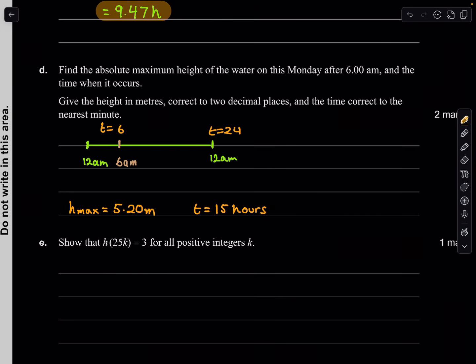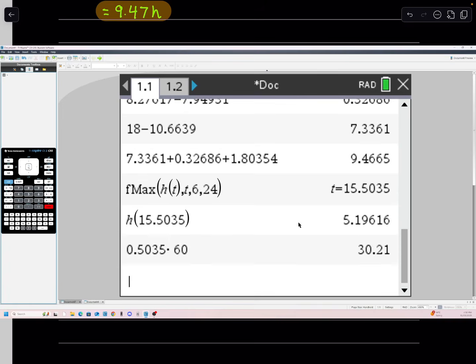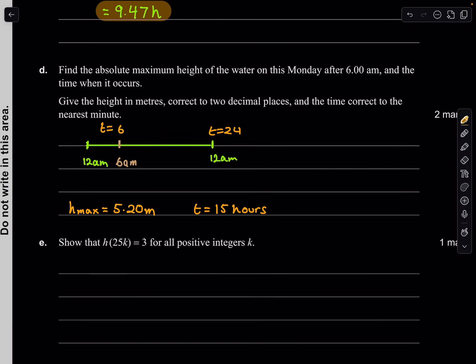But it says the time correct to the nearest minute. So we also want the nearest minute. Going back to our CAS, to get the nearest minute, of course, it's just 0. Where's the time? This whole thing here, so this decimal here times 60. So it's basically 30 minutes. The nearest is 30 minutes. So 18 hours and 30 minutes. That is your answer, basically.